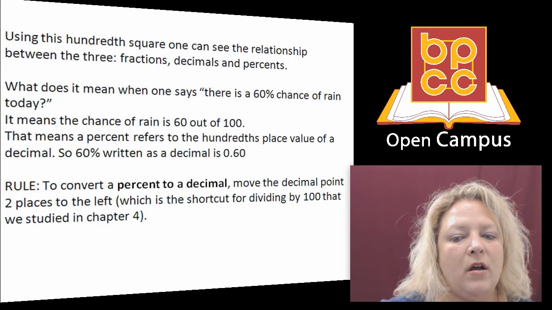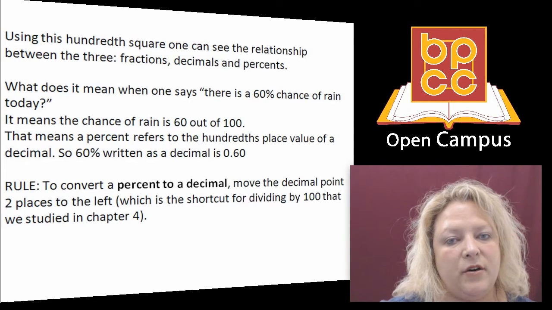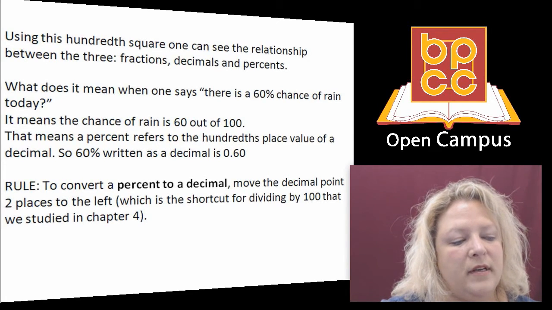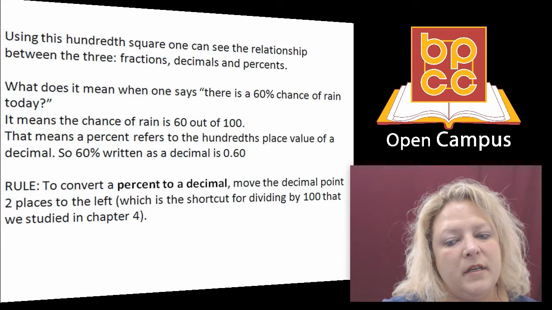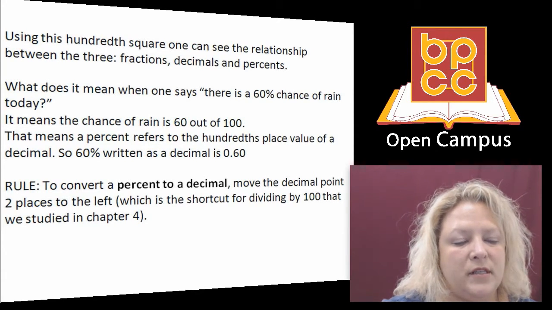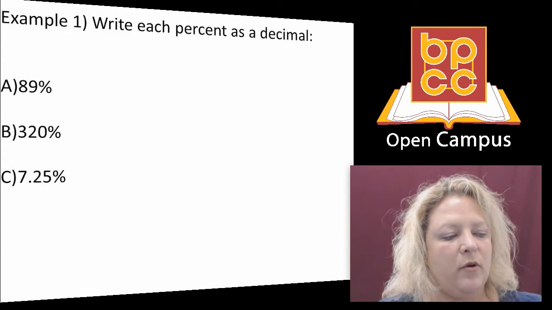Now, when we talk about percents to decimals, there's a very easy shortcut way to turn that into a decimal, and it is, if you look at the bottom, you move the decimal 2 places to the left and you drop the percent sign off. So that's what we're fixing to do now with these examples, and I wrote them on the board already.